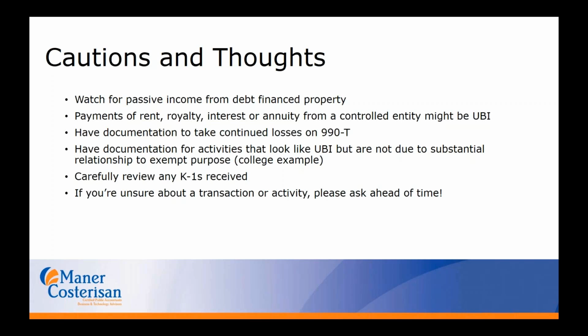Carefully review any K-1s received. And as I note in the bottom one, if you're unsure about a transaction or activity, please ask. A lot of times these come up during the year and we're never aware of them. We're not given the K-1 or we're not aware of the activity, and then it comes tax time and we're filing and all of a sudden we're scrambling because there may be tax due. If we can find out about these situations earlier on, then we can plan accordingly. And sometimes, even during the audit, we train our auditors on UBI and what to look for, but it's even better to bring it up during the year when it's actually happening so we can plan for it. And I'm always happy to take phone calls regarding that type of stuff.